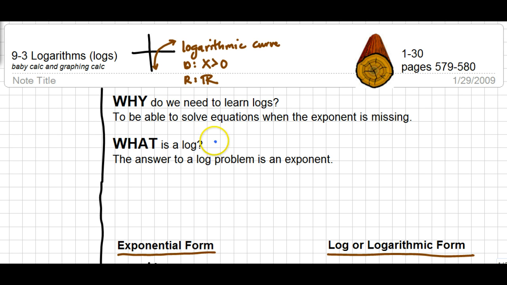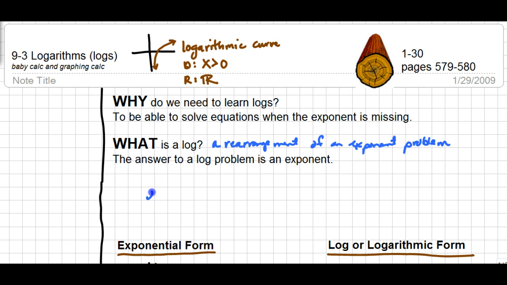What is a log? Well, it's basically a rearrangement of an exponent problem. And how it rearranges it is it makes the exponent the answer. So the answer to every log problem is always going to be an exponent.